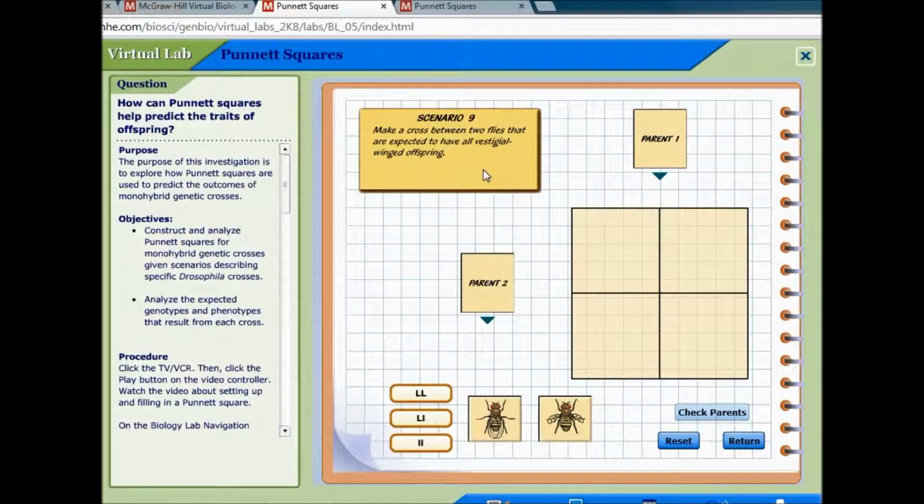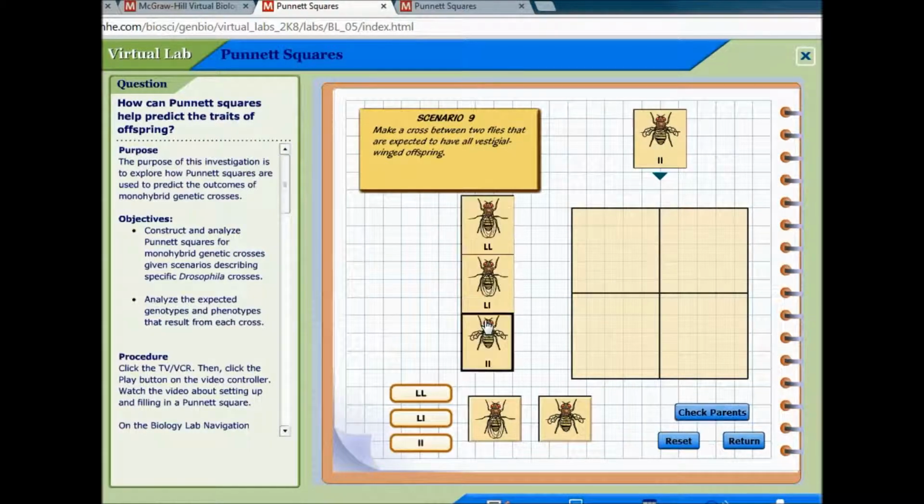Okay, let's do another one. Make a cross between 2 flies that are expected to have all vestigial winged offspring. All right, vestigial, that's this little guy here. Let's do our parents. And you'll see by looking at this that to have a vestigial wing, it has to be a double recessive. That's 2 lowercase l's, if I can pronounce it right. And if we went all recessive traits, that means our parents are going to have to be all recessive too.